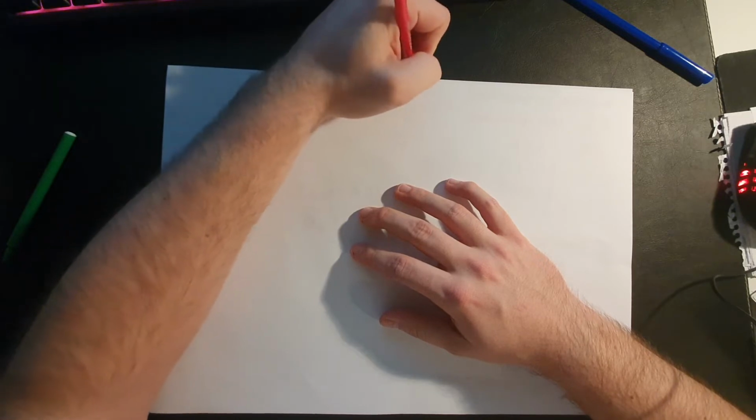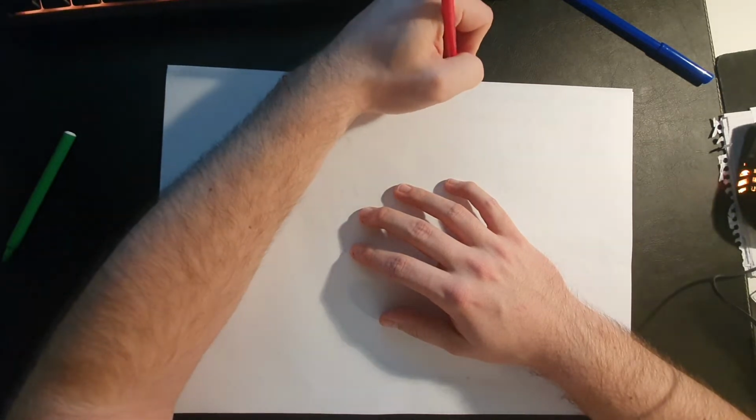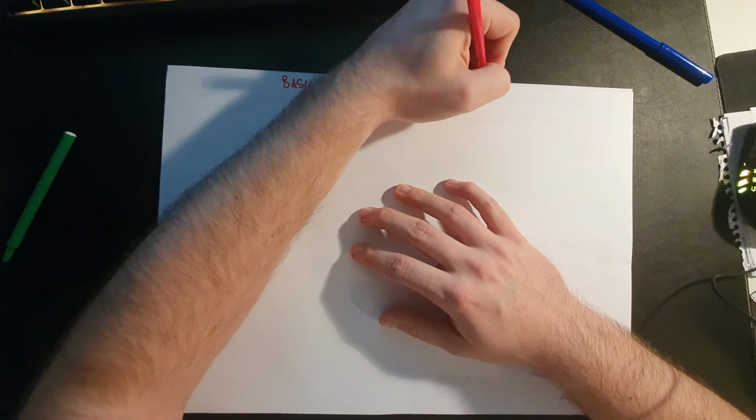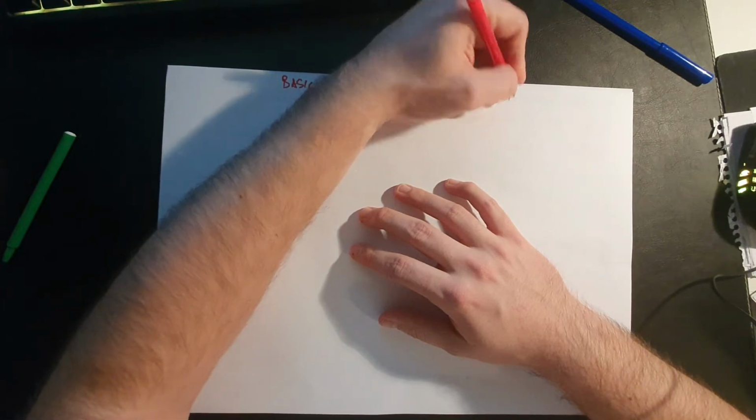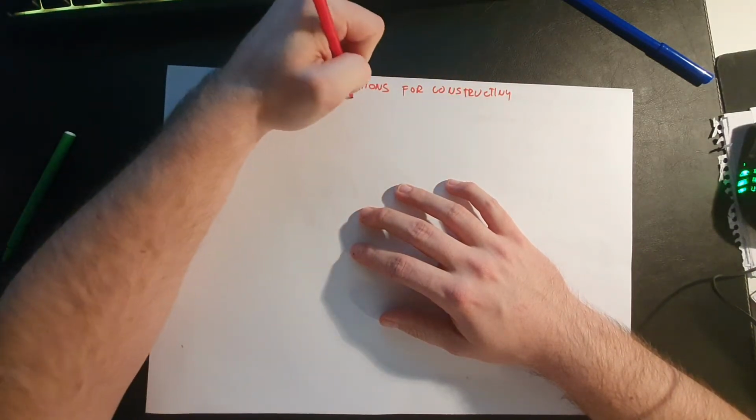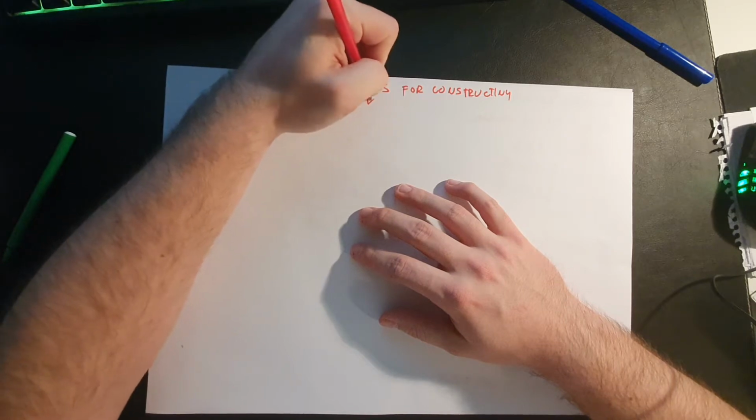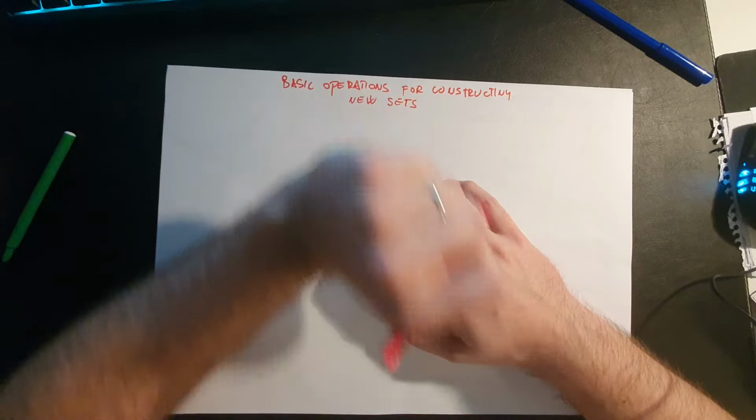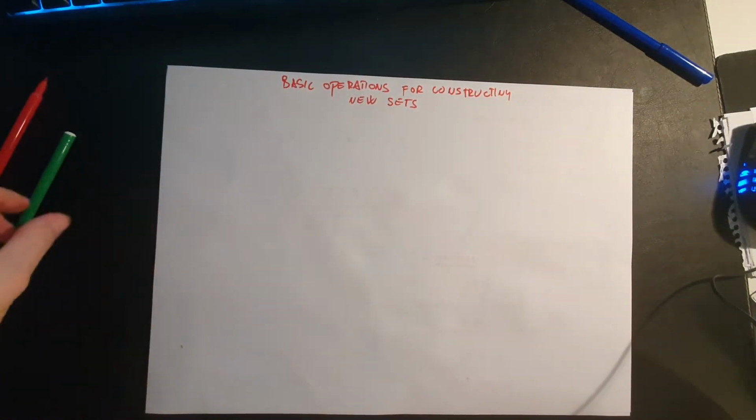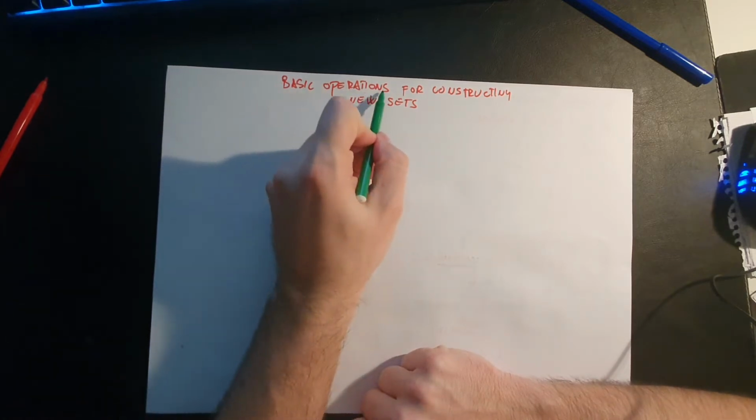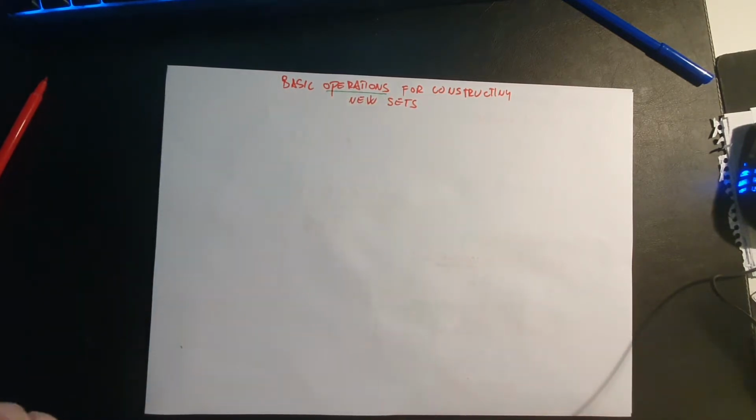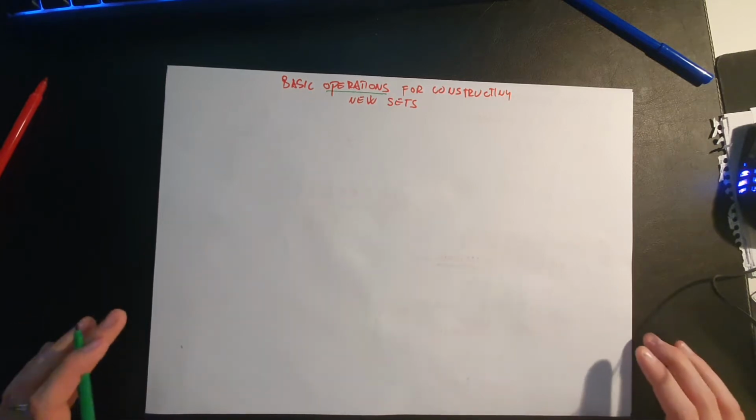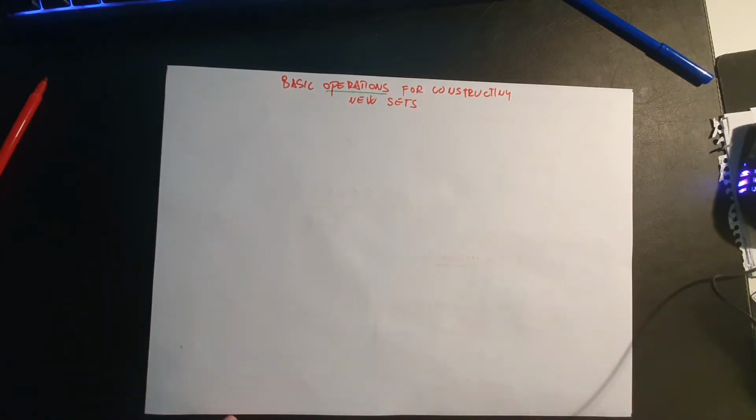For constructing new sets. So, let's talk about the operations. Now, in mathematics, we know about a couple of operations. We know about multiplication, subtraction, addition, and division. So these are four basic operations that we use.